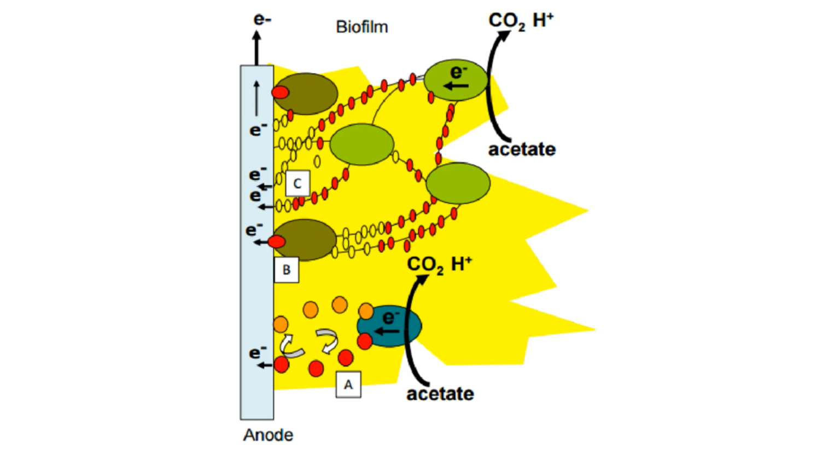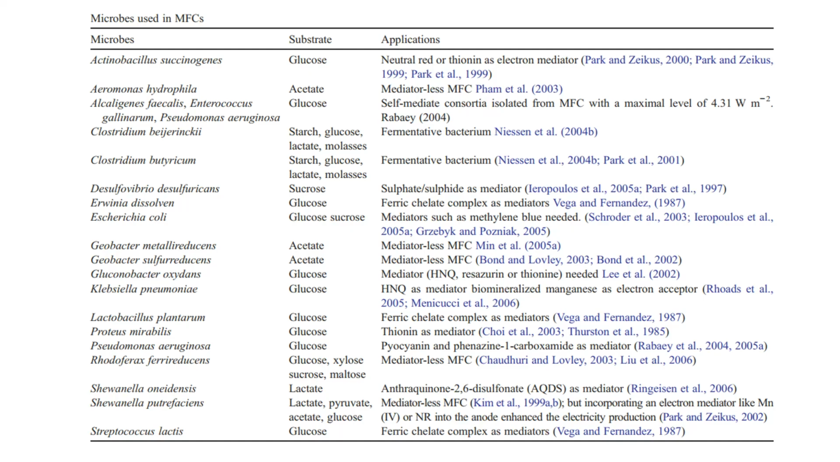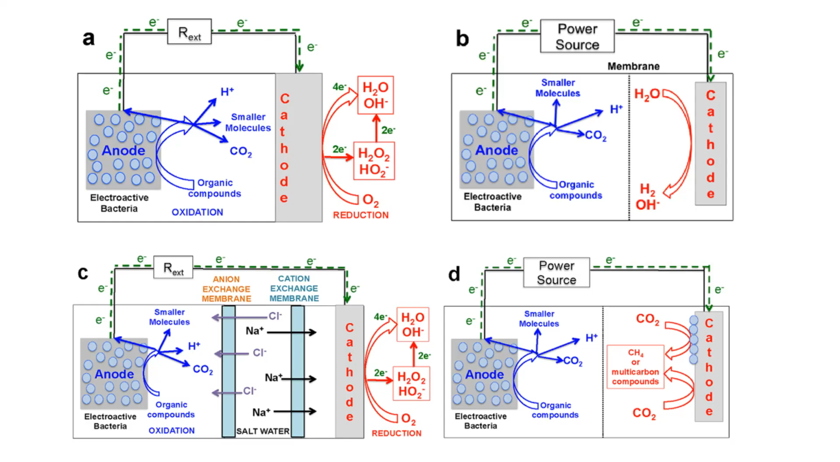It is known that a large number of exoelectrogenic bacterial strains have the capacity of transferring electrons to the electrode. There are a lot of bacteria, and the most studied are Geobacter and Shewanella, because they are more efficient in waste degradation and energy generation. And now we will see the configurations of the microbial fuel cell.